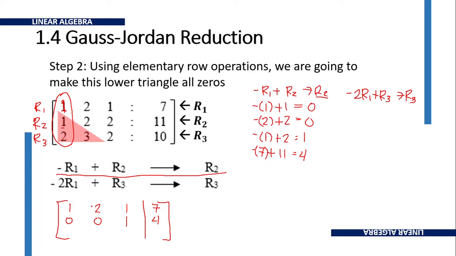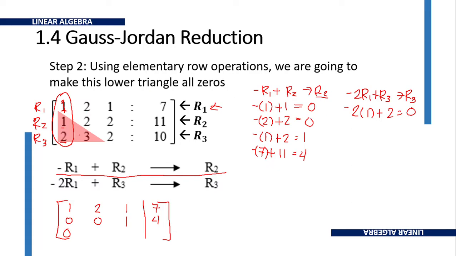Okay, so, solve natin dito. So, we have negative 2. Anong R1 natin? Ito, dito pa din. So, we have negative 2. Ang R1 natin is 1. Plus, ang R3 natin ay 2. So, negative 2 times 1 is negative 2, plus 2 is 0. So, magiging 0 na to. Okay? Next.